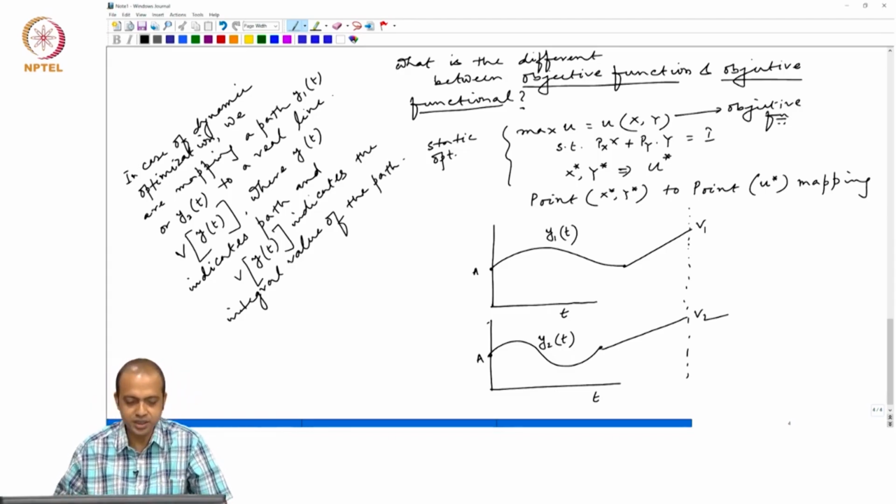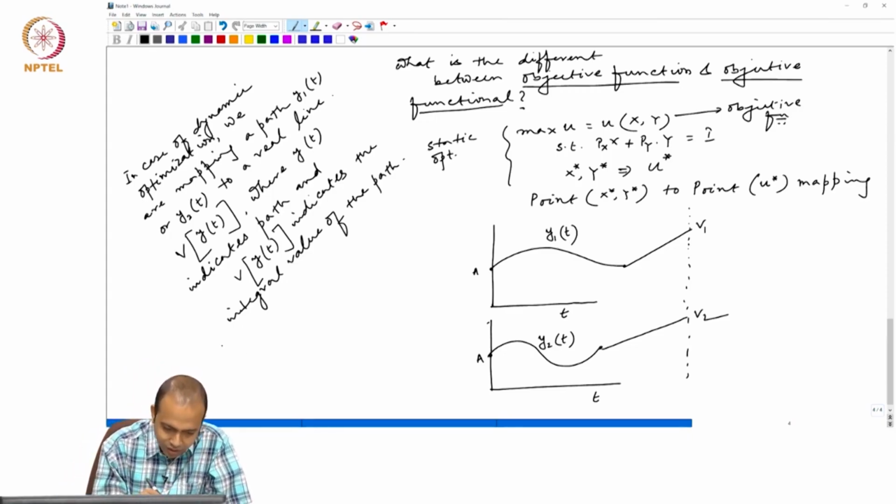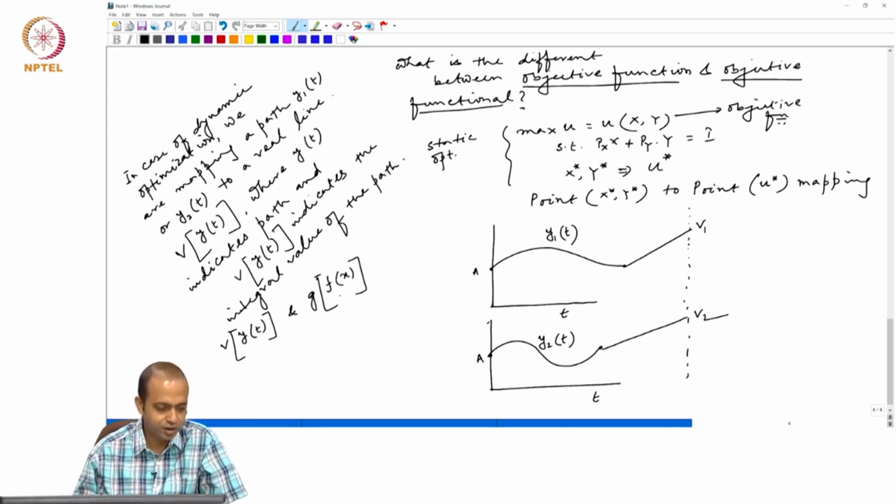Now, this V of y t looks like a composite function. If you think of this V of y t and let us say you are thinking of g of f x, they are not the same. Basically, g of f x is a composite function, but this is not a composite function; rather, this is the integral value of y t. You understand? Here g is again a function of f x.